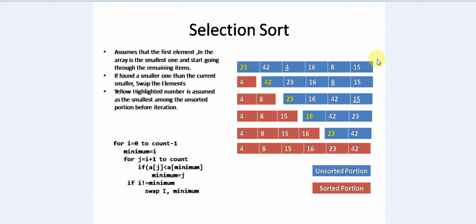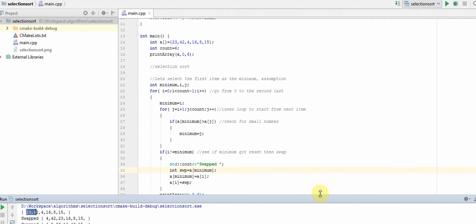Once this loop is over, we will check whatever we have set here. We assume that 23 is the smallest one, and if there is a change outside the for loop, we will do the swapping of i and the minimum in the remaining list. It goes like this. Let's go to the program.